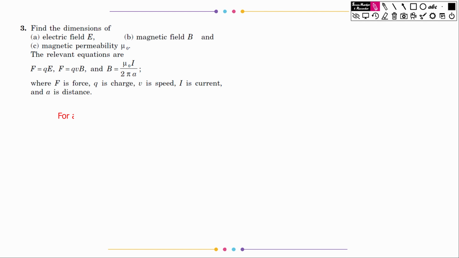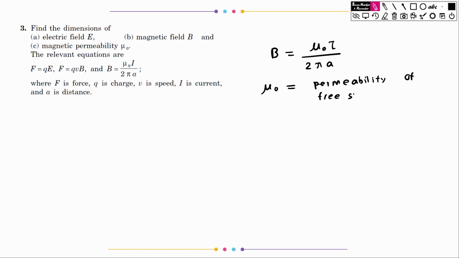Next problem is magnetic field. For a long straight wire carrying a current I, the magnetic field at a distance A is given by the formula B is equal to mu naught I divided by 2 pi A, where mu naught is the permeability of free space, I is the current, and A is the distance.